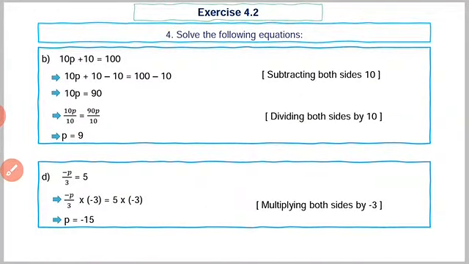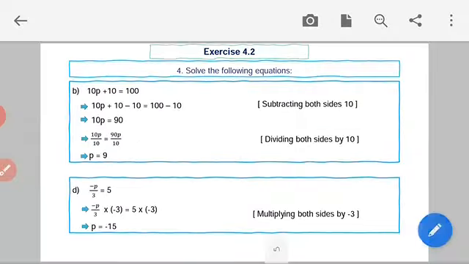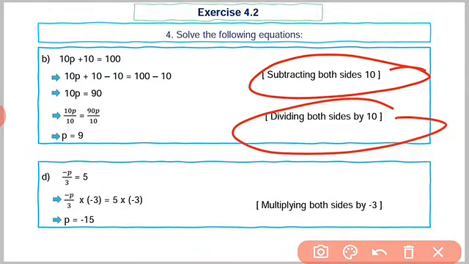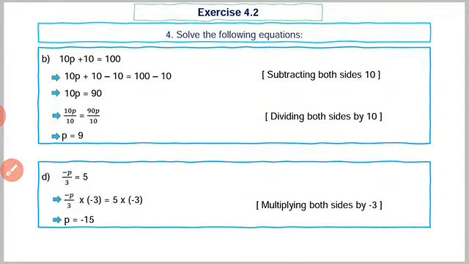Now let us take question number 4. In this we have to solve the following equation. It is okay if you don't write these statements for these steps, but you should not skip any step. Let's see. We have 10p plus 10 is equal to 100.